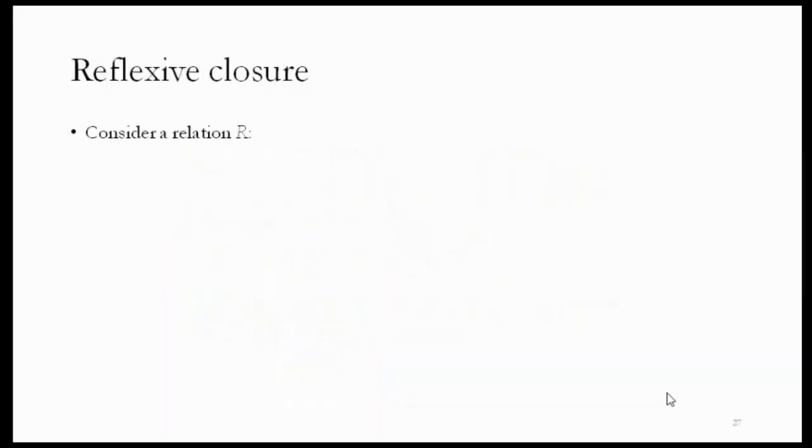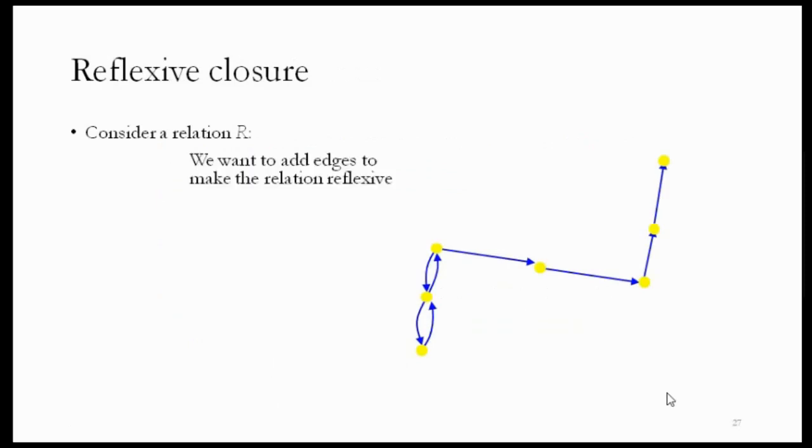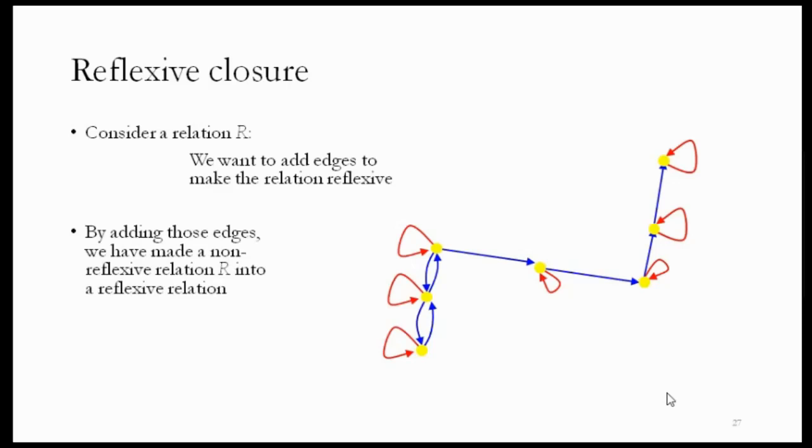Reflexive closure, consider the relation R. The reflexive closure is nothing but, if you have this particular path like this, we want to add edges to make the relation reflexive. So how can you make it reflexive? You can add the edges. For every vertex in the connecting point, you make a self loop so that you will get the reflexive relation. So by adding those edges, we have made a non-reflexive relation R into a reflexive relation.